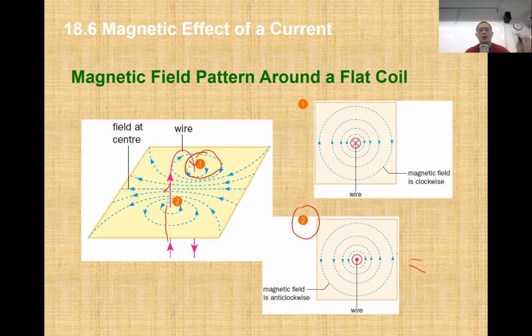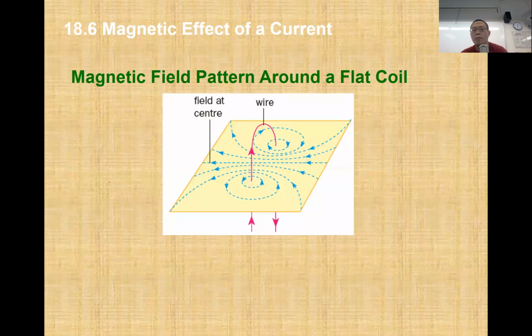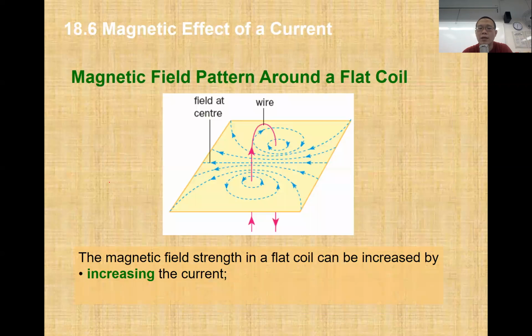So now you are going to combine number 1 and number 2 together because it's a solenoid. You have field pattern number 1 here and number 2 here. You place the field lines together, and together you have combined field lines that look like this. And this is the field lines for what we mean by a flat coil.